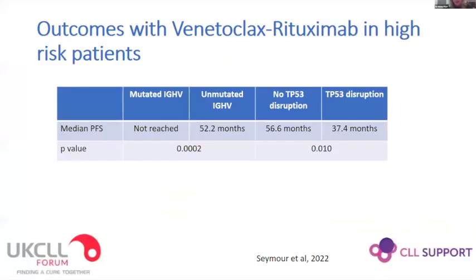When we divide these out into the risk groups that we know about, so the IGHV status and the P53 status, bearing in mind what we've seen with the BTK inhibitors, where the continuous BTK inhibitors don't seem to have such a differential when we apply IGHV status or P53 aberration, you can see here that with venetoclax rituximab, IGHV and P53 disruption do have an impact on outcomes.